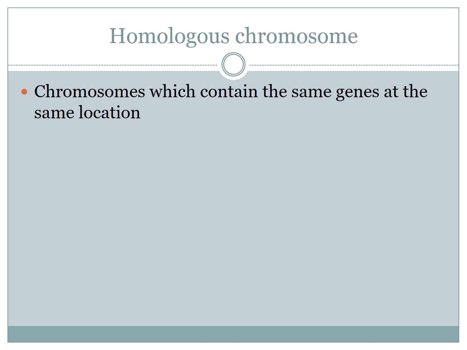Homologous chromosomes are chromosomes that contain the same genes at the same location. You received one from your mother and one from your father. These genes, though they are in the same location, may not be identical. The alleles may vary. For example, you may inherit one allele for blue eyes and one allele for brown eyes.